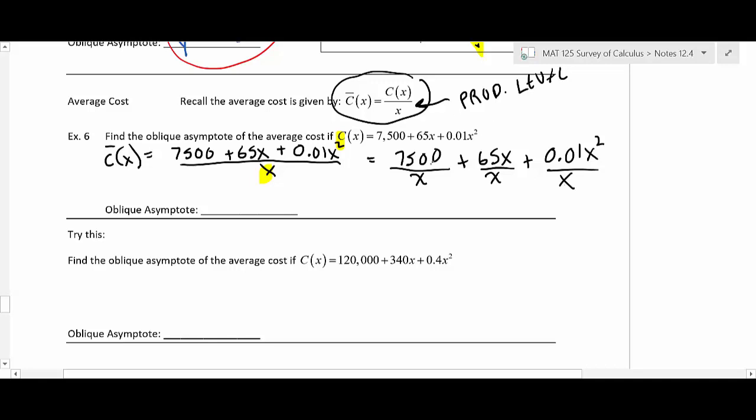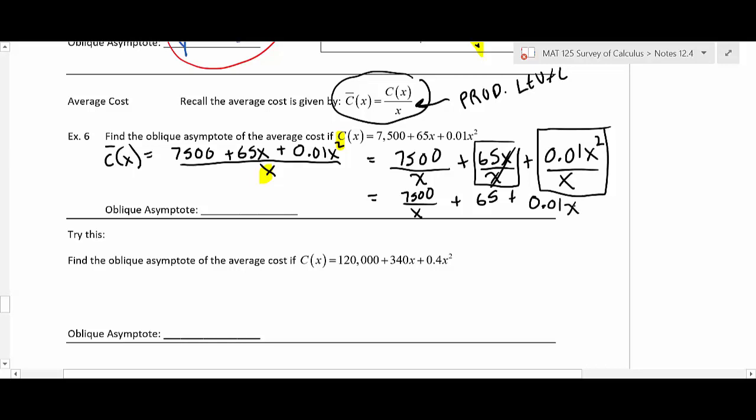Okay, so let's simplify this then. This is going to be 7,500 over x. The middle one, the x's are going to cross out, leaving you 65. What's the last one going to be? One of the x's crosses out. So that is your average cost function right there.